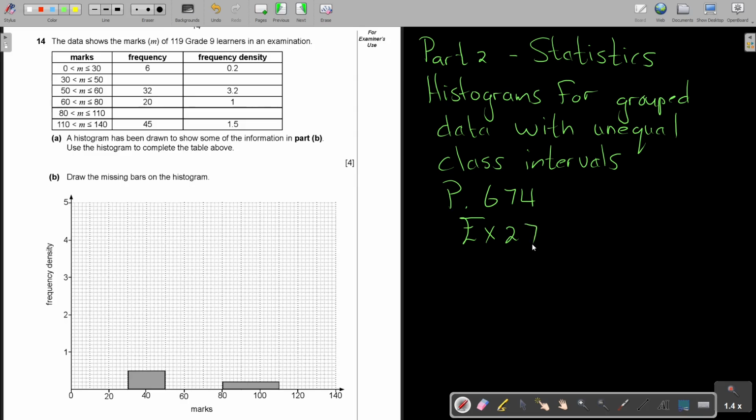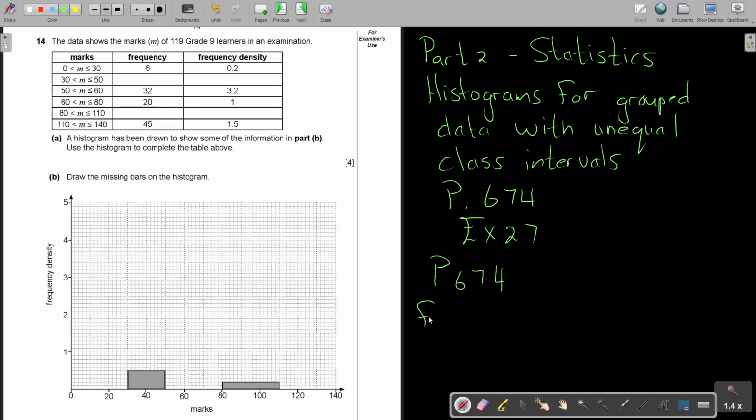Okay, so a histogram has been drawn to show some of the information in part B. Using the histogram, complete the table above. Okay, so you must look at this histogram and then you complete the table. Now, if you look at this one, can I just tell you where in the textbook you will find this? On page 674, look there.